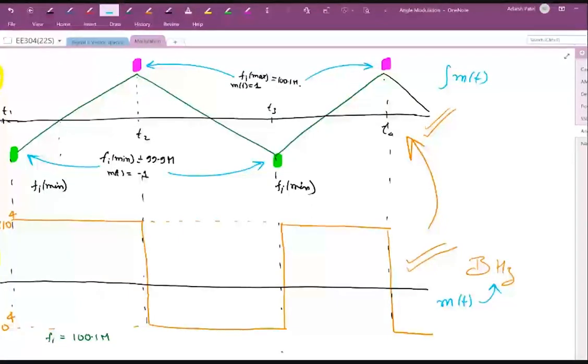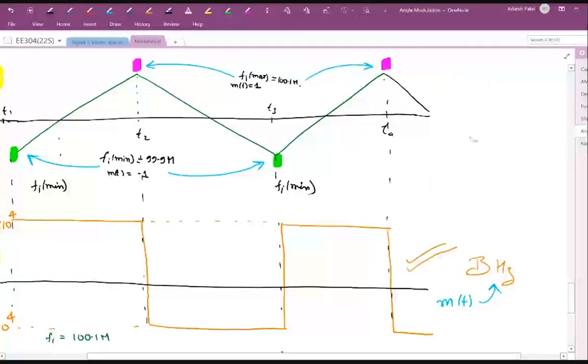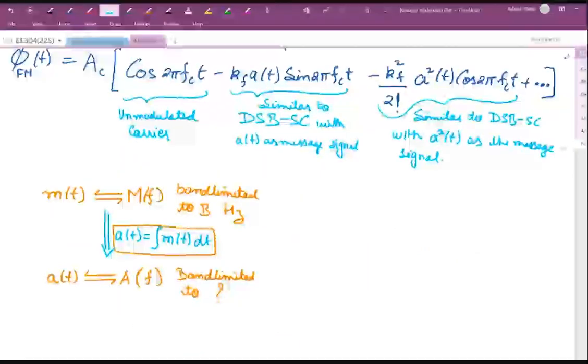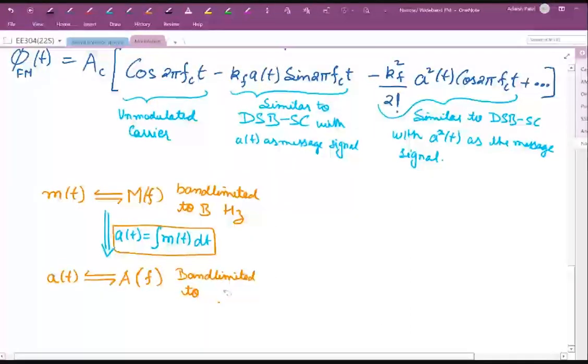A similar example can be a sinusoid waveform, and if we take the integral of that, we get cosine. So what we are effectively saying is that even if we take the integral, this will be band limited to again the same B hertz. I hope this is clear to everyone. Yes or no?